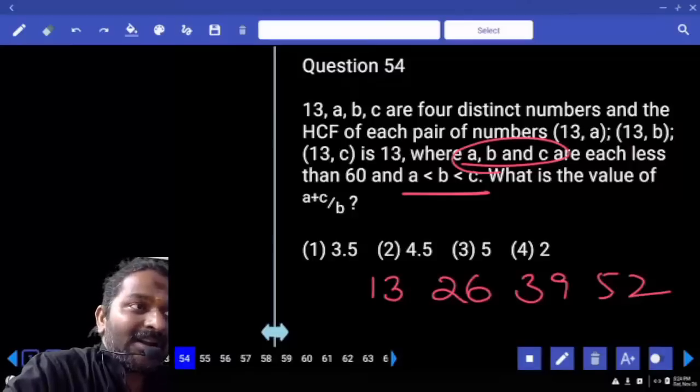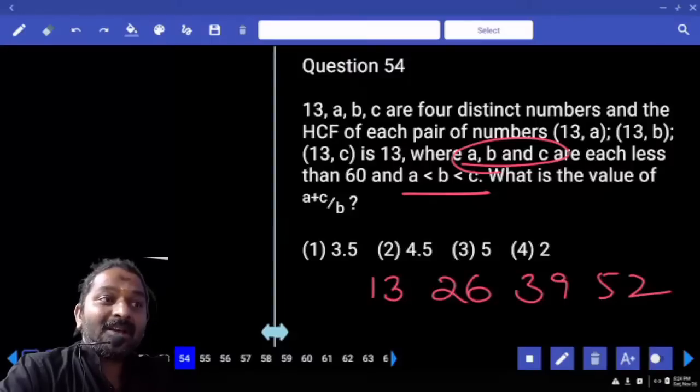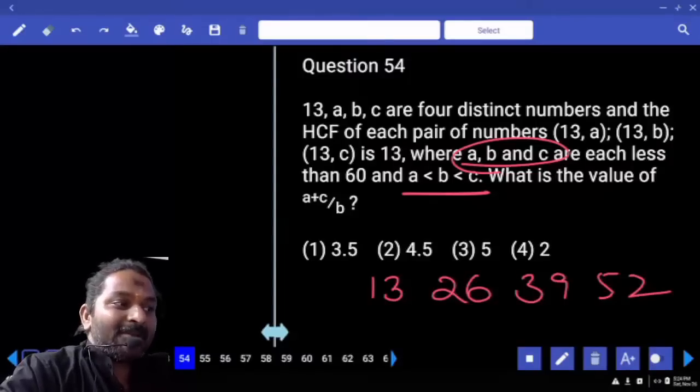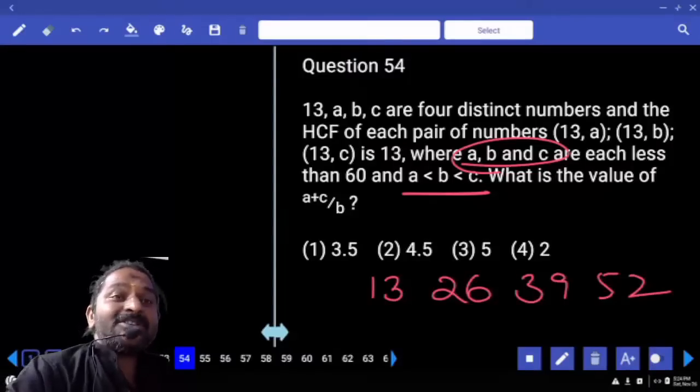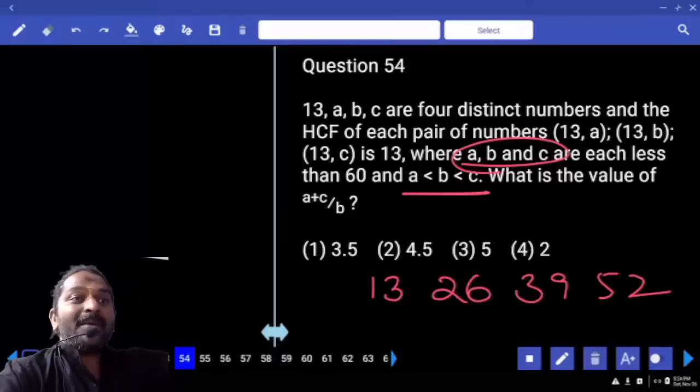Yes or no? Now tell me, will you get a unique combination? Yes or no? How many different possible numbers are there? 13 multiples which are less than 60. But how many variables do we have? A, B, C.